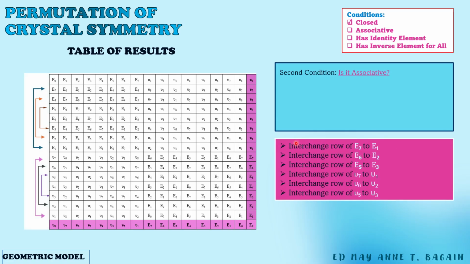interchange the row of epsilon sub 7 and epsilon sub 1 because it should be epsilon sub 0 and 1 first. And then next we need to interchange the row of epsilon sub 6 to epsilon sub 2. All of these rows should be interchanged except the epsilon sub 4 row. Same with this one. Let's check.